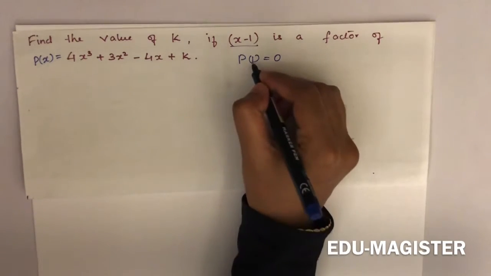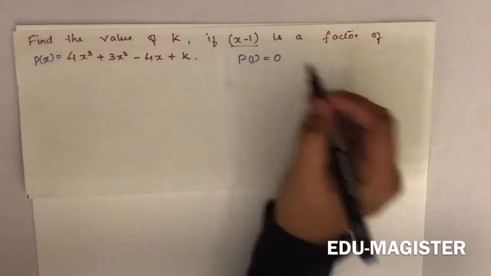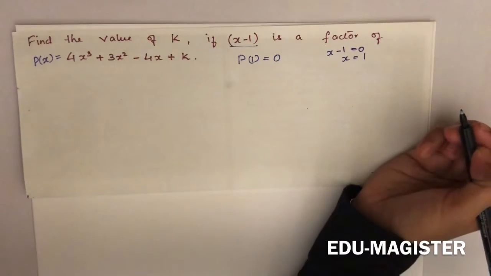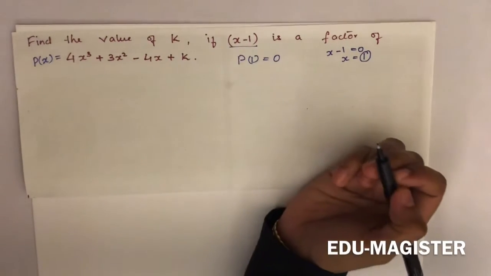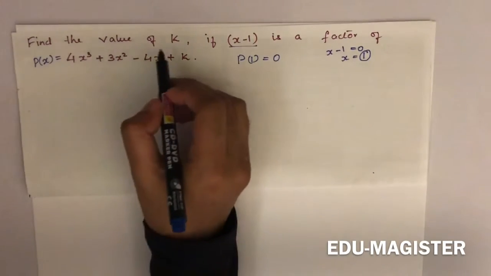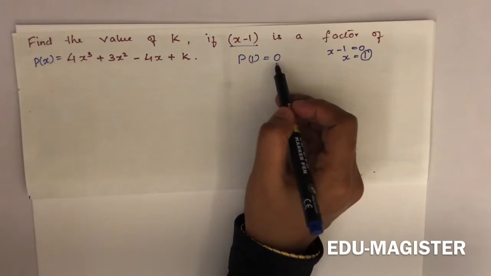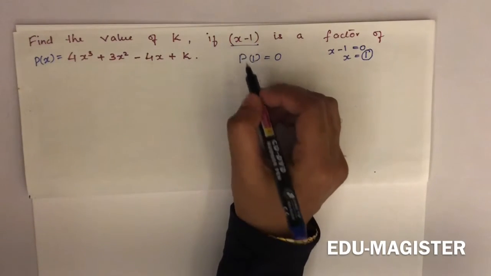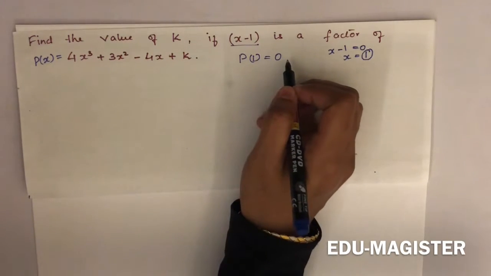Okay, where did I get this 1 from? By finding the 0 of this polynomial. x minus 1 is equal to 0, x is equal to 1. So this is the one, right? So p of 1 is equal to 0. So the question is asking us to find the value of k if p of 1 is equal to 0. So by factor theorem we have p of 1 is equal to 0.